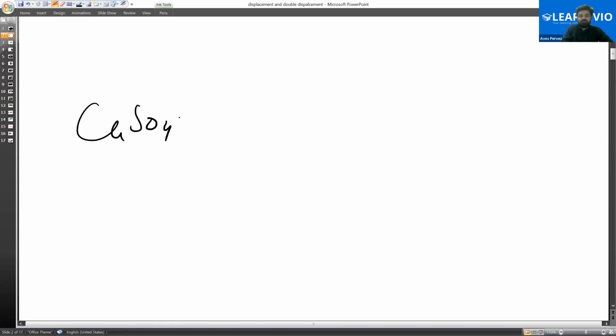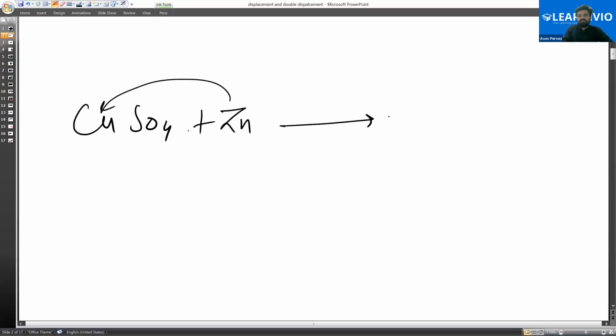So, like we have copper sulfate, CuSO4, blue color, and you add zinc to it. What would happen? It will displace, and it becomes ZnSO4 plus Cu. ZnSO4 plus Cu. Are you getting the point? What I'm saying? It will form ZnSO4 plus Cu.